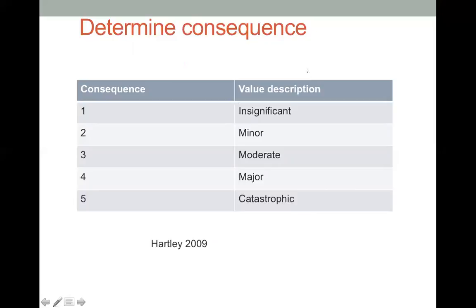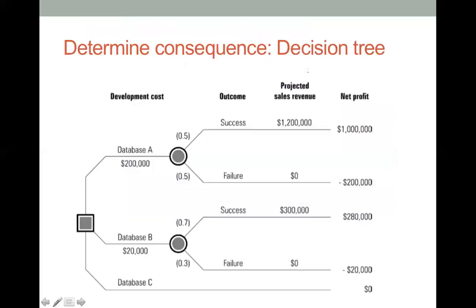So to describe the situation, again, we can use the decision tree to determine how much the consequence would be. Here we have the development cost. If you refer to your study guide, you'll also be able to find this decision tree. Outcome, projected sales revenue, and net profit. Here we have the database ABC, and we can also look at the likelihood: 50% each in terms of success and failure.